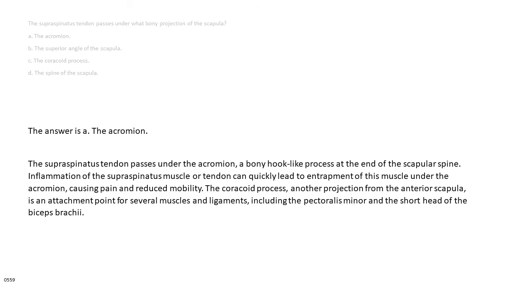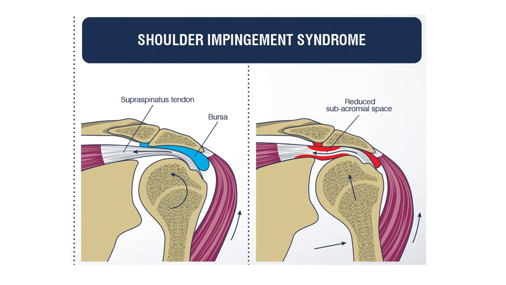The answer is A. The acromion. The supraspinatus tendon passes under the acromion, a bony hook-like process at the end of the scapular spine. Inflammation of the supraspinatus muscle or tendon can quickly lead to entrapment of this muscle under the acromion, causing pain and reduced mobility. The coracoid process, another projection from the anterior scapula, is an attachment point for several muscles and ligaments, including the pectoralis minor and the short head of the biceps brachii.